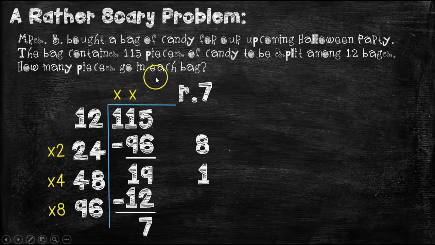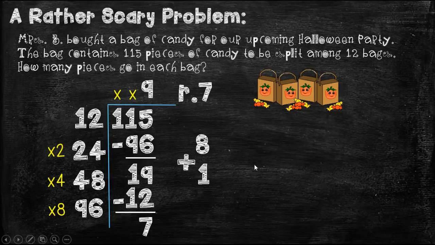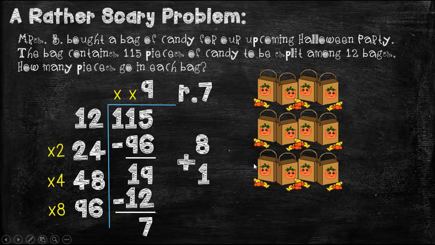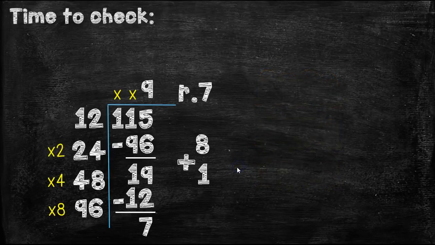We still need to figure out what is our whole number here. So we find that out by adding 8 plus 1, because in order to get the 96, we had multiplied 12 times 8, and in order to get the 12, we had multiplied 12 times 1. So 1 plus 8 is 9. So your answer is 9, remainder 7. So we will put 9 pieces of candy in each of our Halloween bags. And then there are 7 left over for Mrs. G to take home to Mr. G to make him happy.